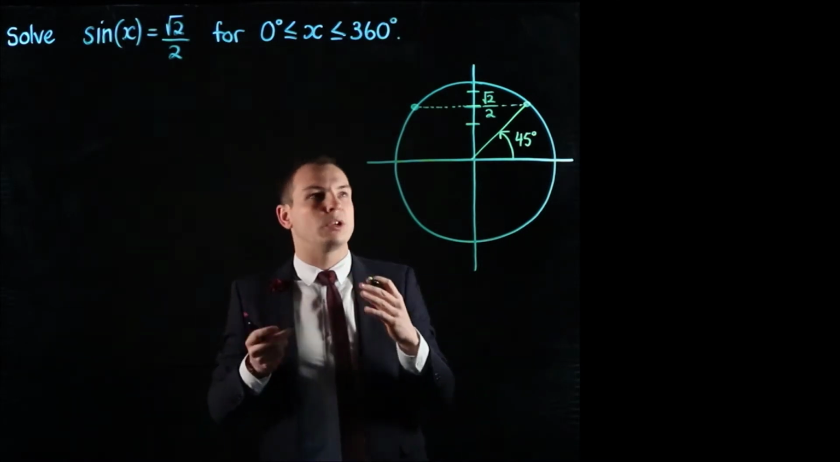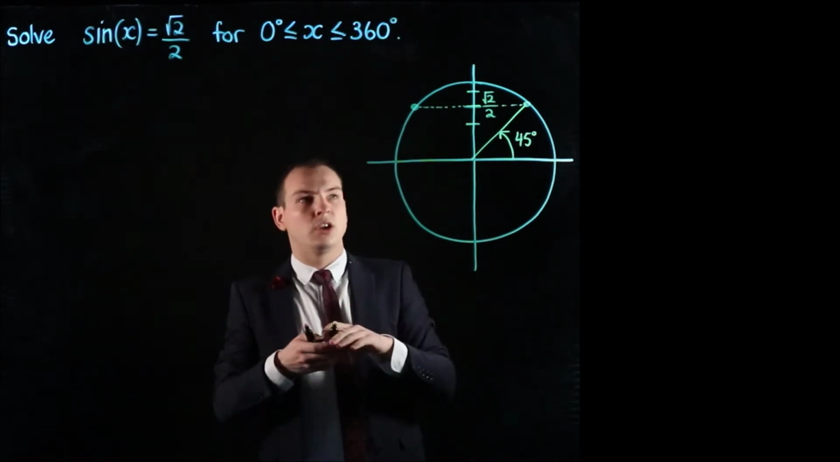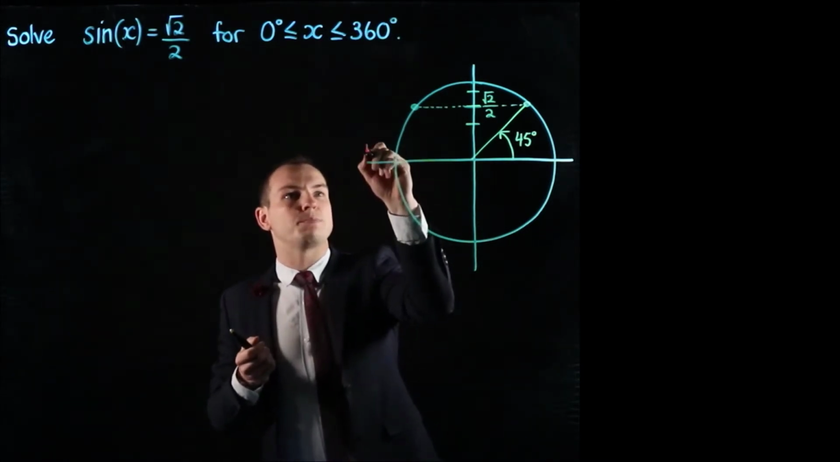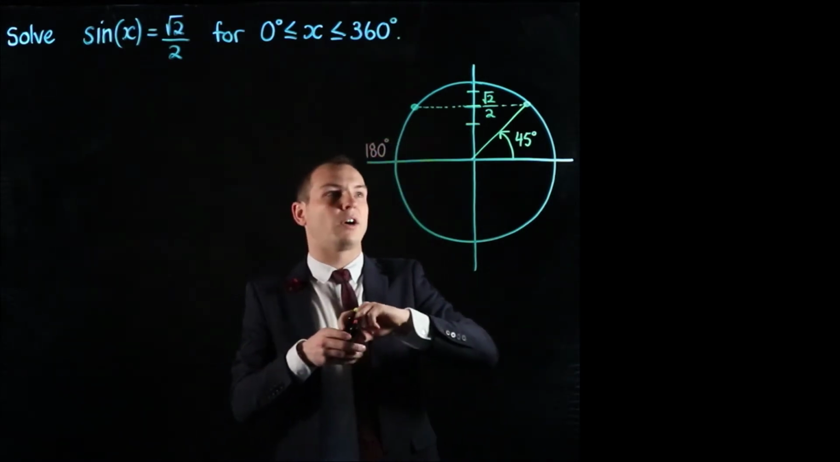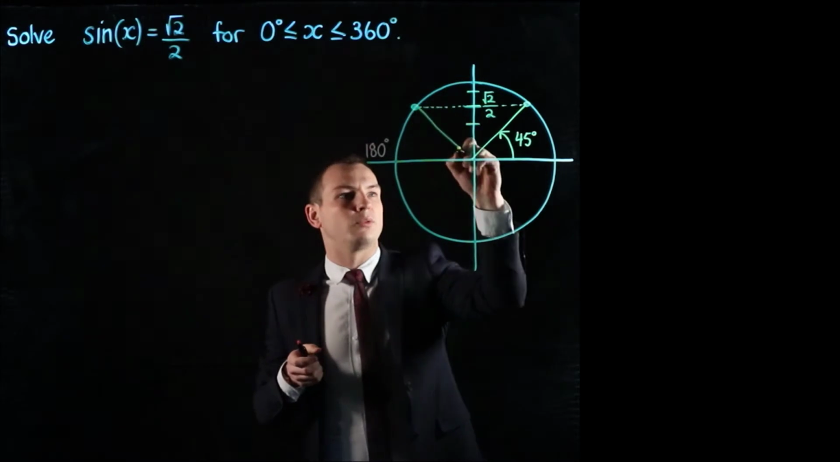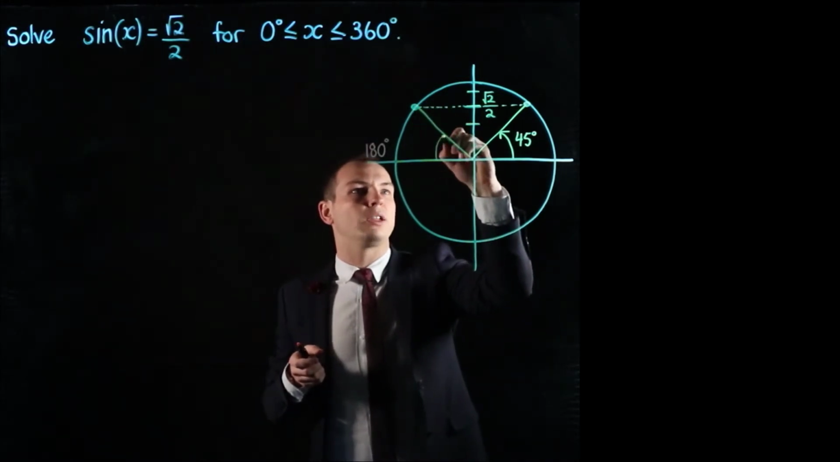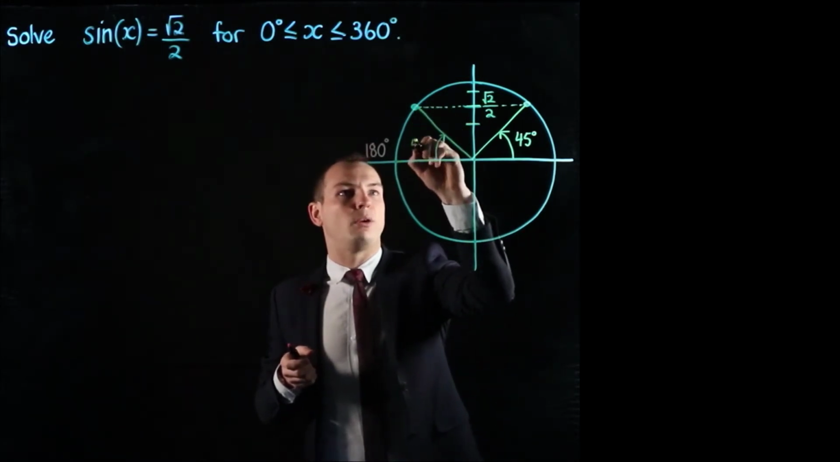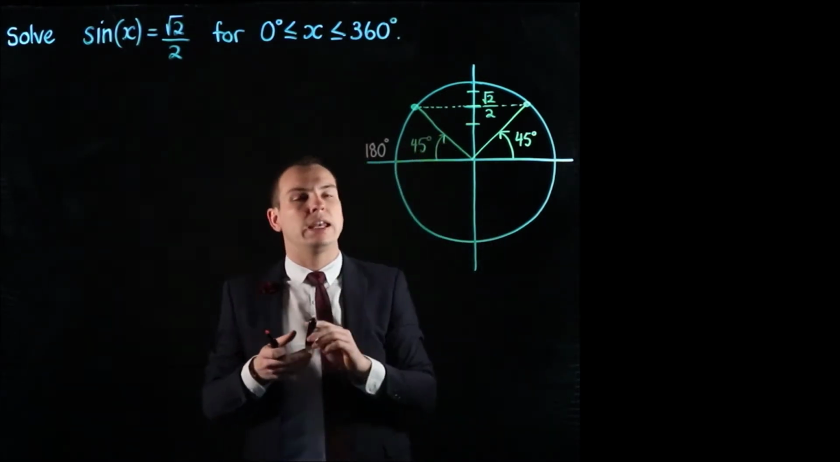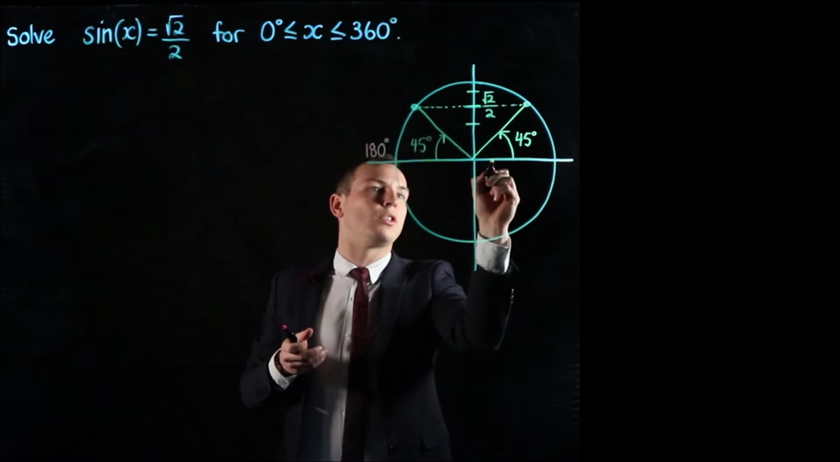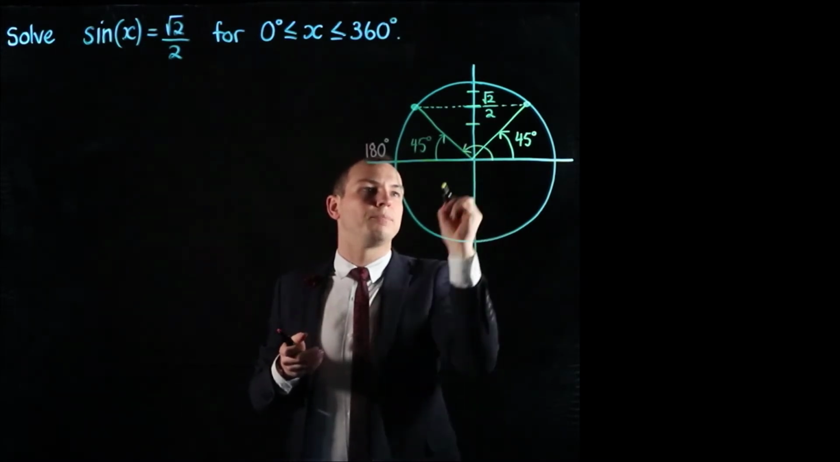Now, using the symmetry properties of the unit circle, in this quadrant we could start at 180 degrees and subtract 45 to get to this point. So if we drew an angle in here, we'd be 45 degrees back from the 180 line. If we're 45 degrees back from 180, that would be 135 degrees.